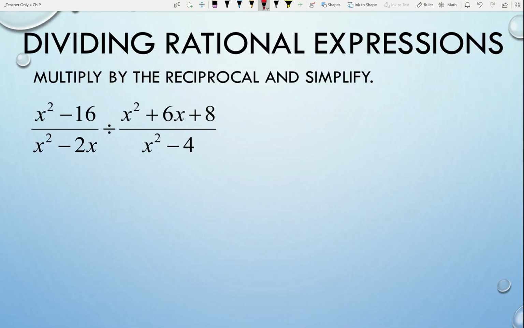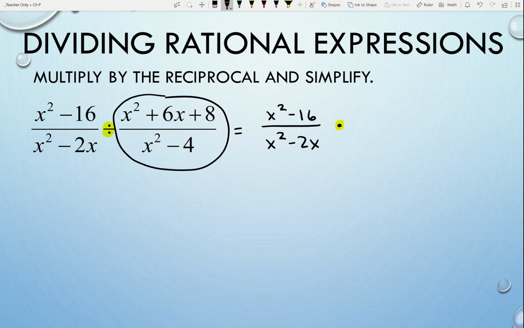Dividing rational expressions is pretty much identical to multiplying because we can redefine division in terms of multiplying by the reciprocal, okay? And so we can go ahead and rewrite this problem simply as x squared minus 16 over x squared minus 2x, and then we can write this as times the reciprocal of what we were dividing by, okay? So we're just going to go ahead and take this rational expression and treat it as the fraction that it is, and then flip it upside down. So on the top we'll have x squared minus 4. On the bottom we'll have x squared plus 6x plus 8.